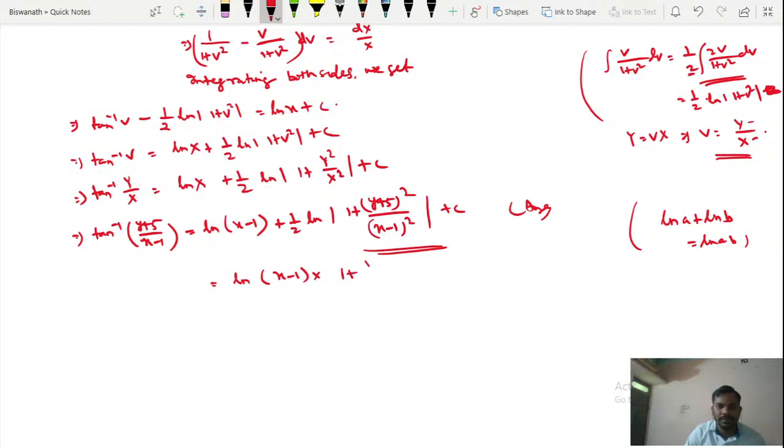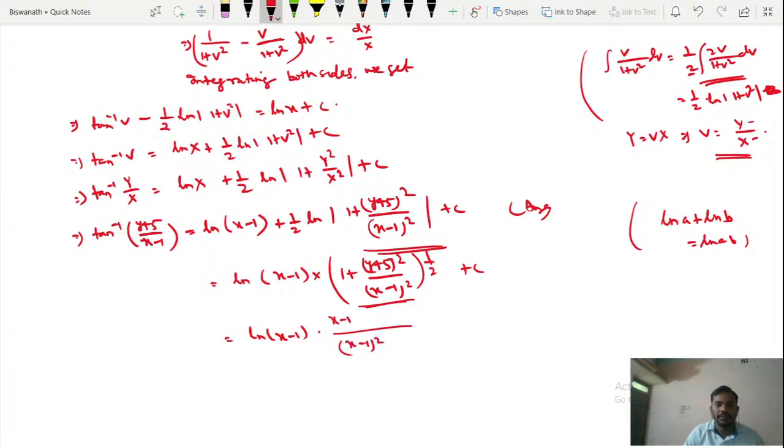So this is 1 plus (y plus 5) whole square divided by (x minus 1) whole square, whole to the power half, plus c. So if you simplify, this is ln(x minus 1) and you just add it. This is (x minus 1) square, then (x minus 1) whole square plus (y plus 5) whole square, whole to the power half, plus c.